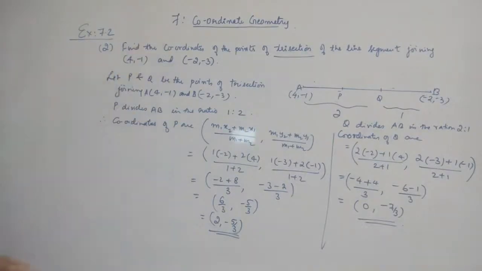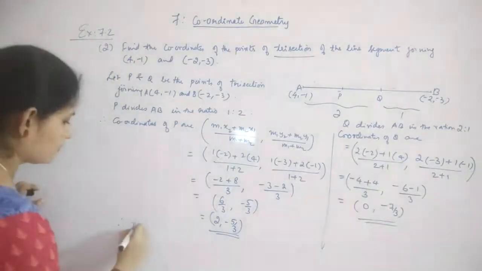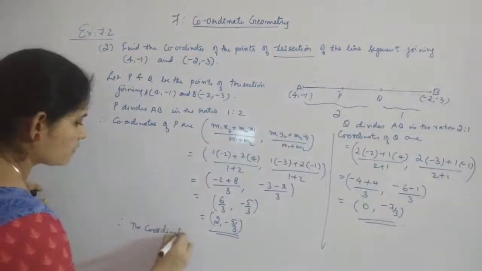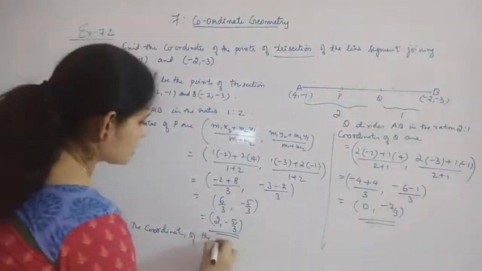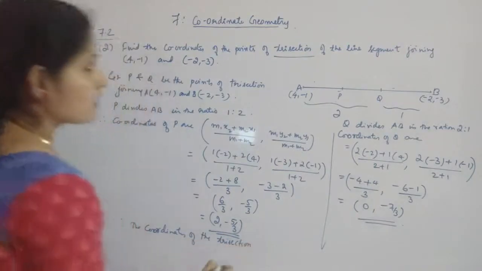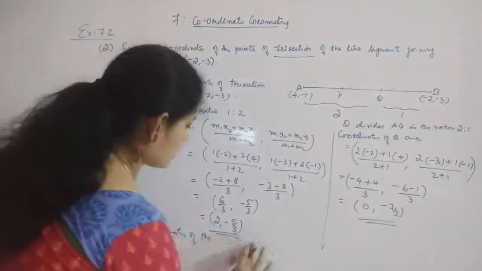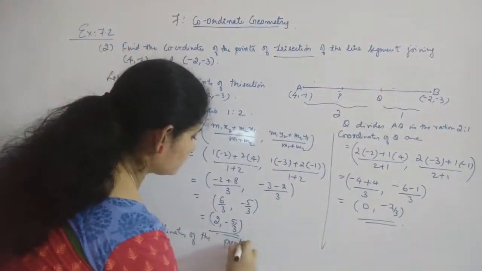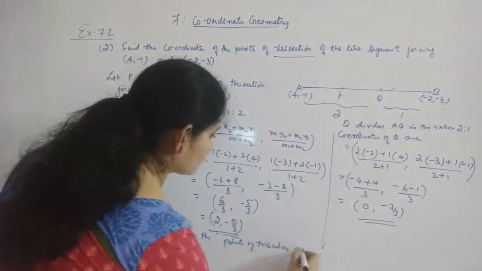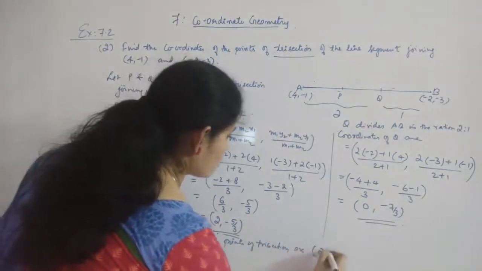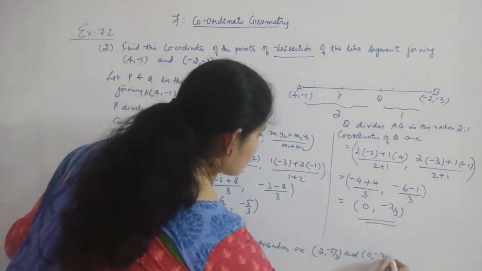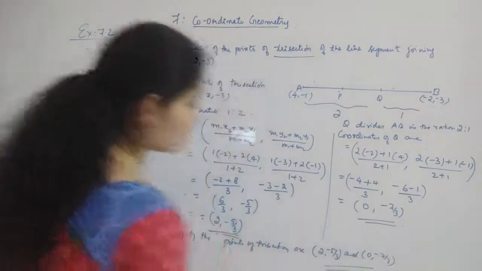Therefore, the coordinates of the trisection points, or the points of trisection, are what you are getting: 2, -5 by 3 and 0, -7 by 3. Okay.